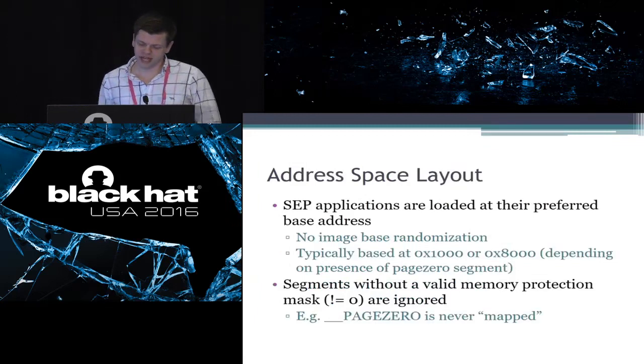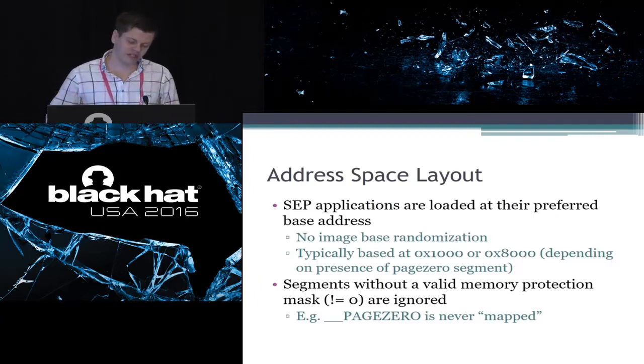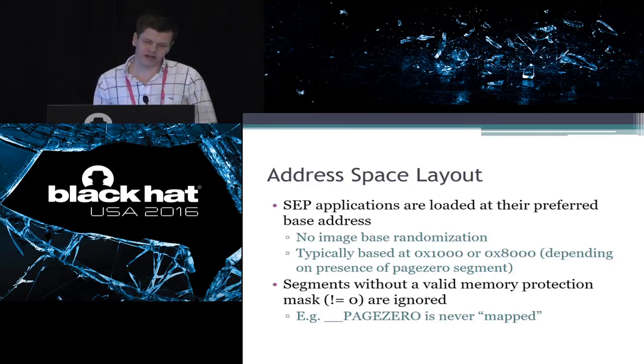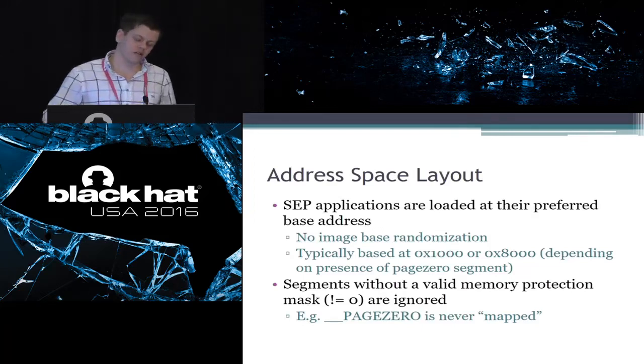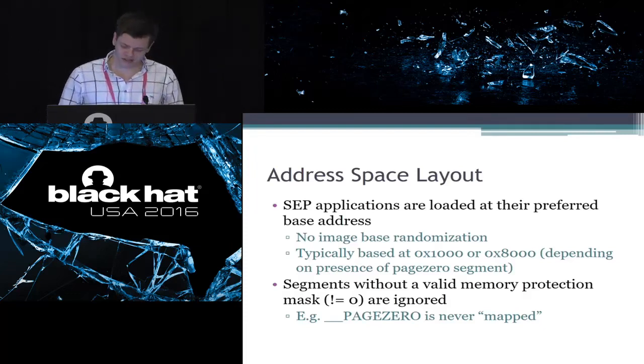The address space layout of SEP applications is very static. There's no image-based randomization at all. Every application is typically based at 0x1000 or 0x8000, depending on whether it has a page 0 segment. Page 0 segments are actually ignored by the loader, so there's really no null page protection. But then again, you can't really map to the null page unless you have control of the root task. So it's not a big deal, but it's still interesting.